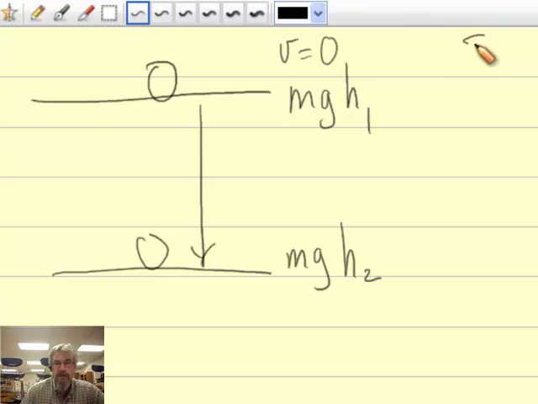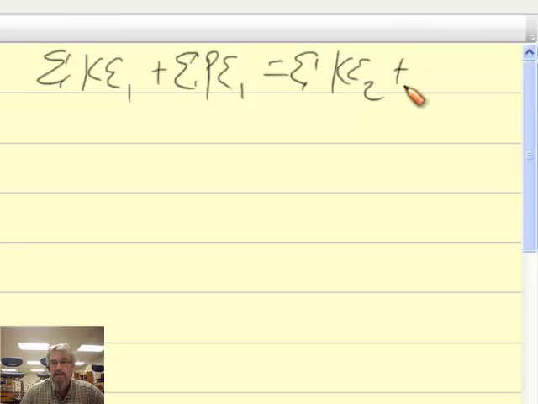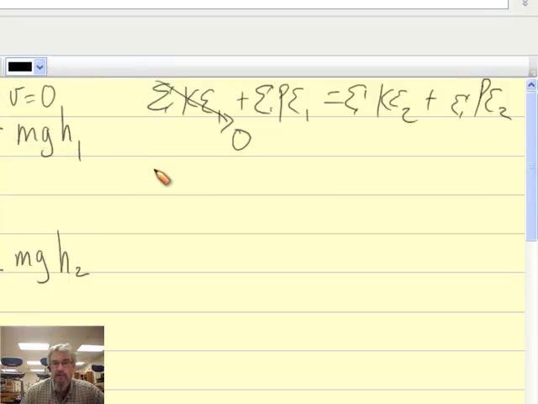Well, the law of conservation of energy says this. It says that the sum of the kinetic energy at state number 1 and the potential energy at state number 1 must be equal to that same sum at state number 2. Well, we already have established that there's no kinetic energy at state number 1 because it's at rest. So we could rewrite this equation and we could say the potential energy at state 1, which is just mgh1, is equal to whatever the kinetic energy is at state 2, there's no sum because there's only one object, plus the potential energy at state 2, which is mgh2.